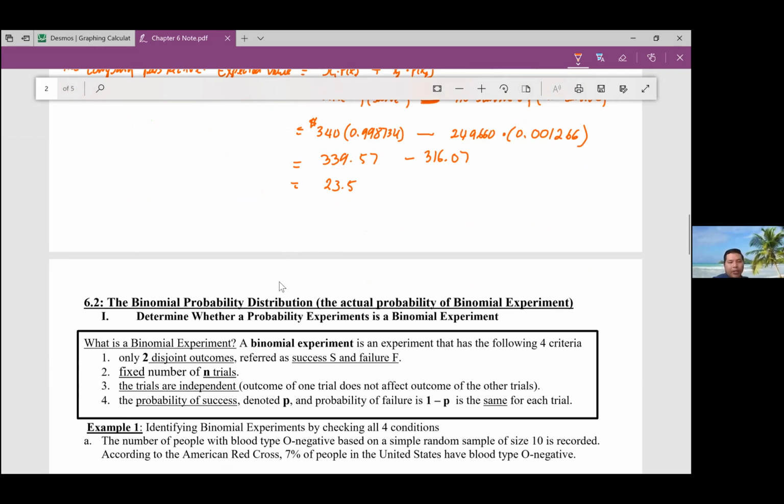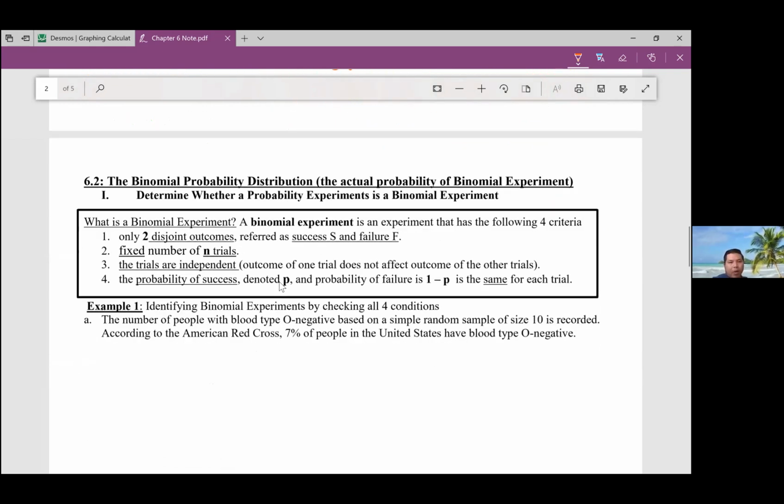Okay, next up we have 6.2. So 6.2 will be the answer for you, Grayson. What happens if we flip the coin 72 times? All right, in 6.2, we focus on what we call the binomial probability distributions, right? To become a binomial experiment, what are the requirements? It has to satisfy 4 requirements.